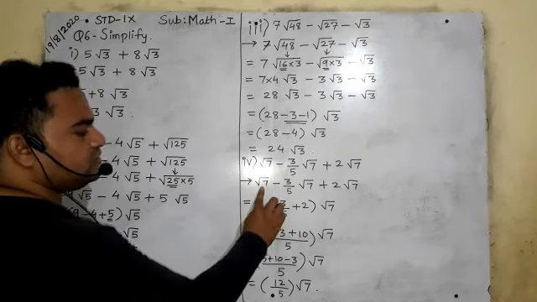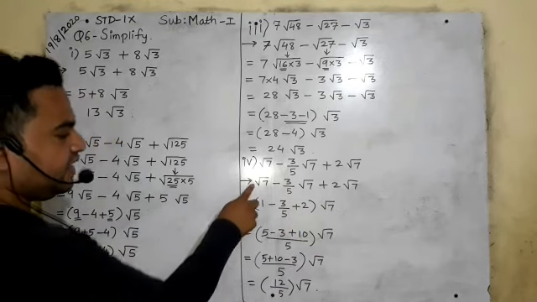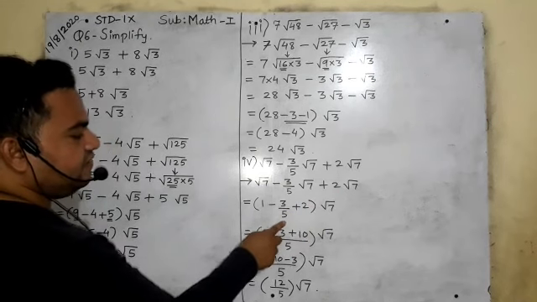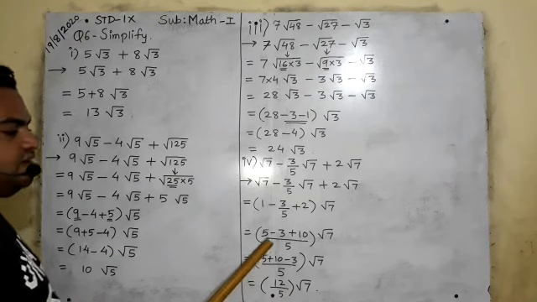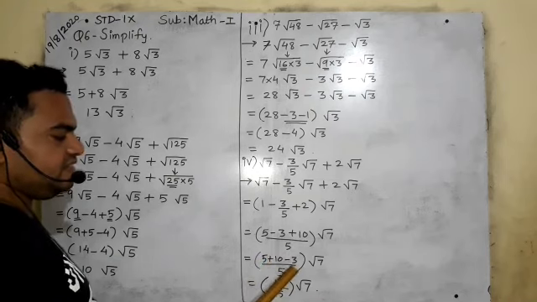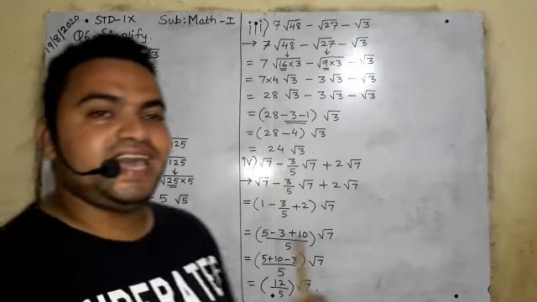So square root 7, एक ही बार लिया गया. यहाँ से 1, यहाँ से minus 3 upon 5, यहाँ से plus 2. 5 ones are 5, 5 twos are 10. OK? Now we will do the addition or subtraction. 5 and 10 positive थे इसलिए 5 plus 10 15, then minus 3, this 15 minus 3 12. I hope you understood how to simplify and we will do the simplify of like surds only.